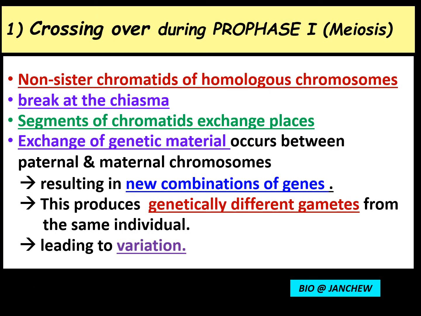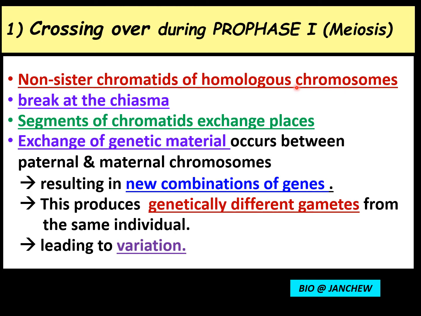Let us start with the first genetic factor that causes variation. This is crossing over, which occurs during prophase 1 of meiosis in the formation of gametes. So if you are asked when crossing over occurs, just remember that crossing over occurs during the first phase of meiosis because it is one of the most important processes that occur in meiosis. So it occurs early on during the first phase of meiosis, which is prophase 1. Now, what is crossing over? It is actually the exchange of genetic material between non-sister chromatids of a pair of homologous chromosomes.